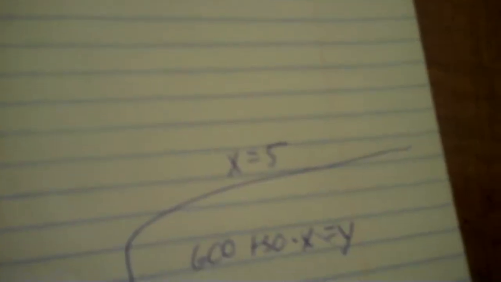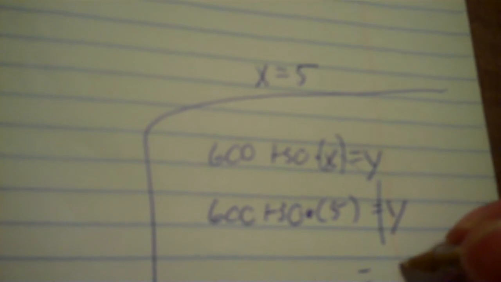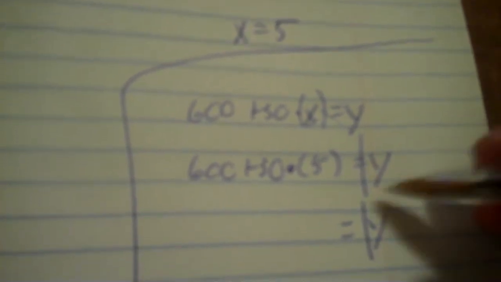Now we're going to solve the problem. You see that 5 right there, 5 months? Put that in the X column. And then down here put X equals 5. So we replace that X with 5. So 600 plus 30 times parentheses 5 equals Y. So Y is all by itself. Okay. And that's a wall I make. Okay. Y has nothing with it. It's over there all by itself.